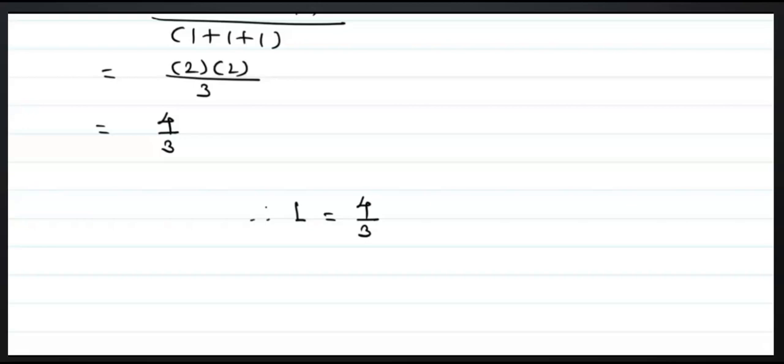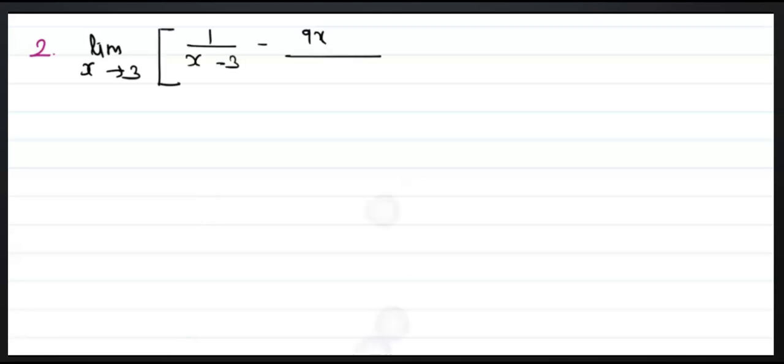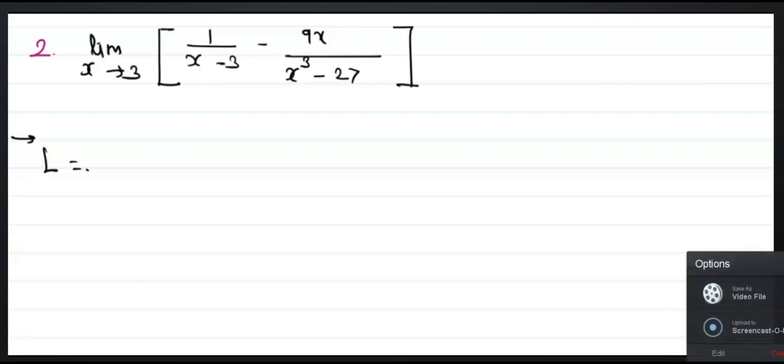This is the answer. Now next. Limit x tends to 3, 1 upon x minus 3. Now this is our problem. Now to solve this problem, again we will apply the formula, that is a cube minus b cube. Also x minus 3 and x cube minus 27.